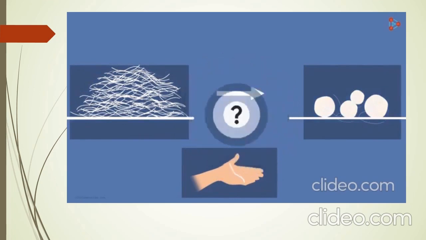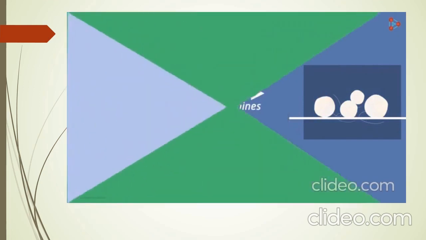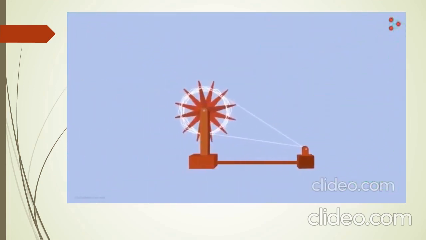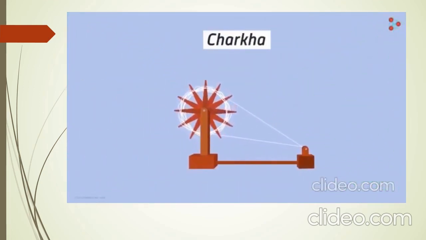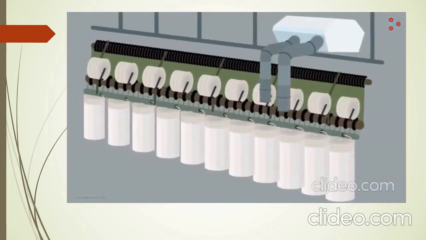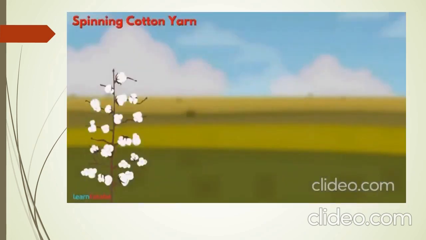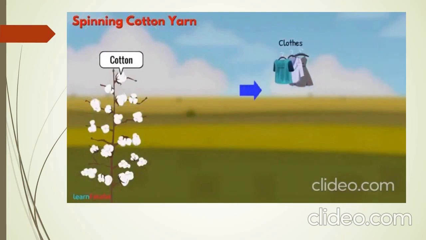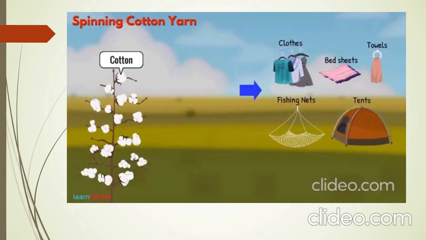Of course, there are machines which help us do that. In countries like India, for many years traditional equipment like the charkha was used. However, with the advancement in technology, newer machines to spin the threads into yarn are now available. We have a variety of things made of cotton. For example, clothes, bed sheets, towels, fishing nets, tents, etc. In order to make these things, we cannot use cotton fibers directly.